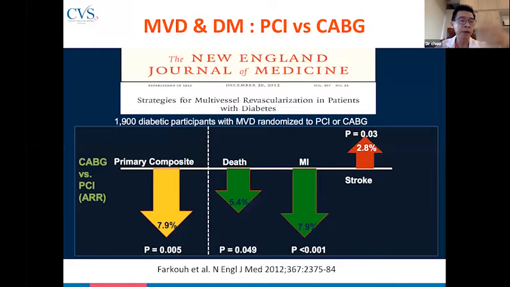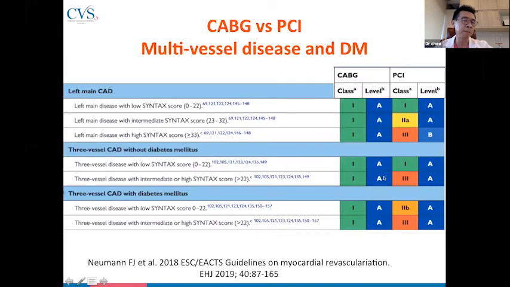So after this trial, FREEDOM came out, they had a meta-analysis. And again, it was quite clear that for diabetic patients with multivessel disease, CABG is better in a lot of the outcomes in terms of death, MI, but stroke may be increased in patients who undergo CABG.